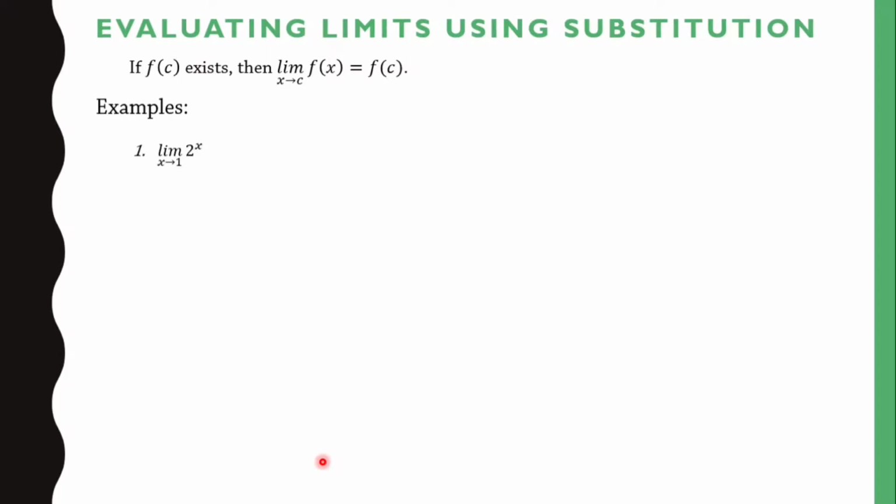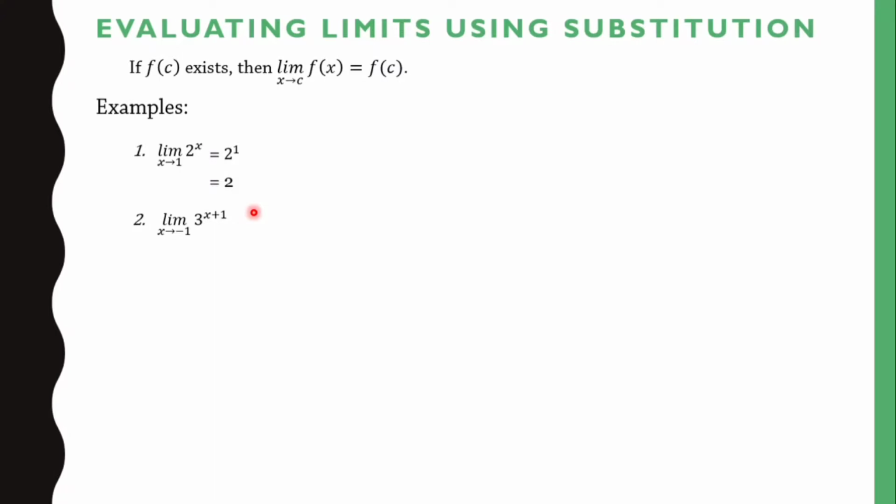We have an example, limit of 2 raised to x as x approaches 1. So again, using the direct substitution method, we will substitute the x variable with the value of c, or in this example, that is 1. So 2 raised to x will become 2 raised to 1. 2 raised to 1 when simplified is 2. Therefore, the limit of 2 raised to x as x approaches 1 is 2.